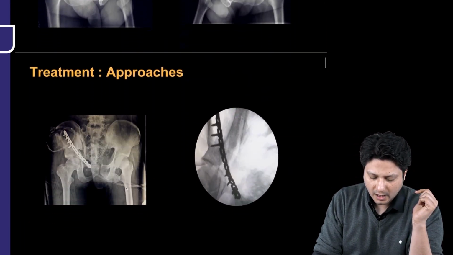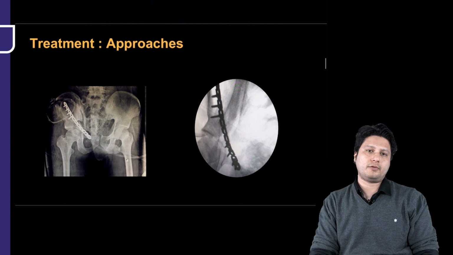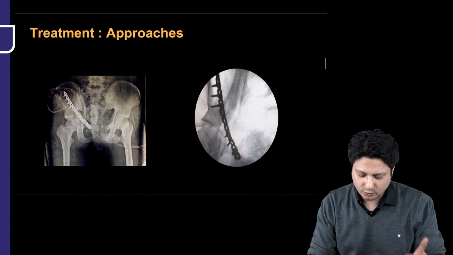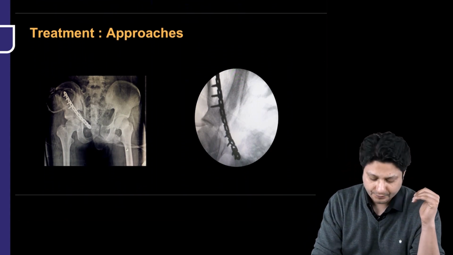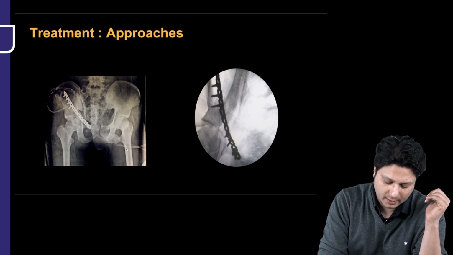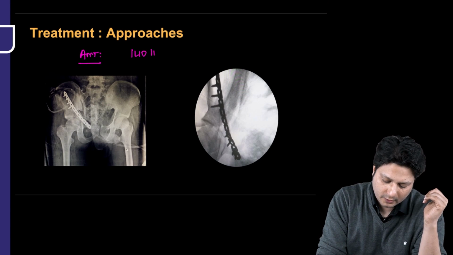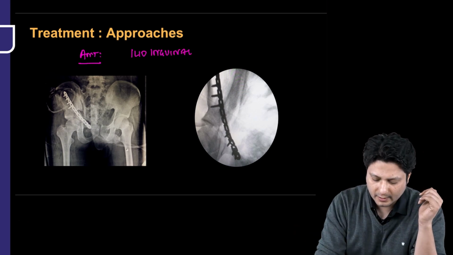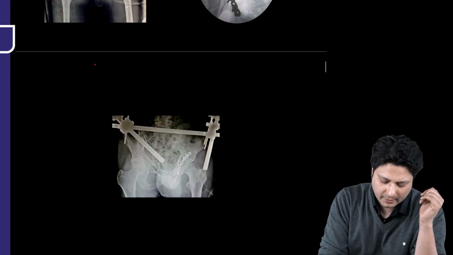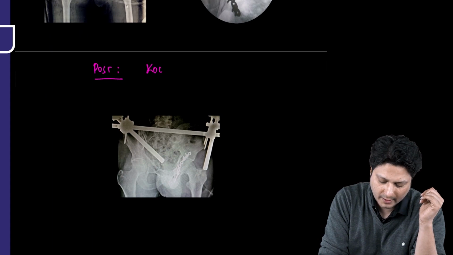As far as the approaches for the management of acetabular fractures are concerned, as I told you, if the anterior column is affected, then the anterior approach is the ilioinguinal approach. All right, a 3-window approach, ilioinguinal. While most of the time it is the posterior column which is affected, so the posterior approach is the Kocher-Langenbach approach.